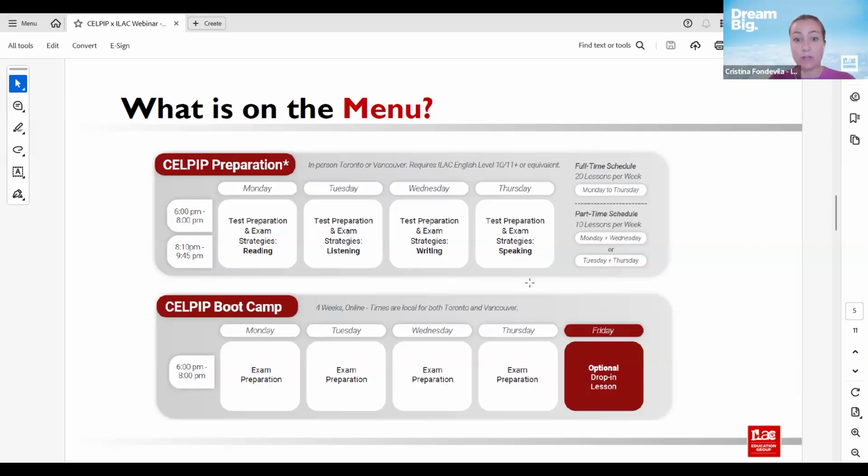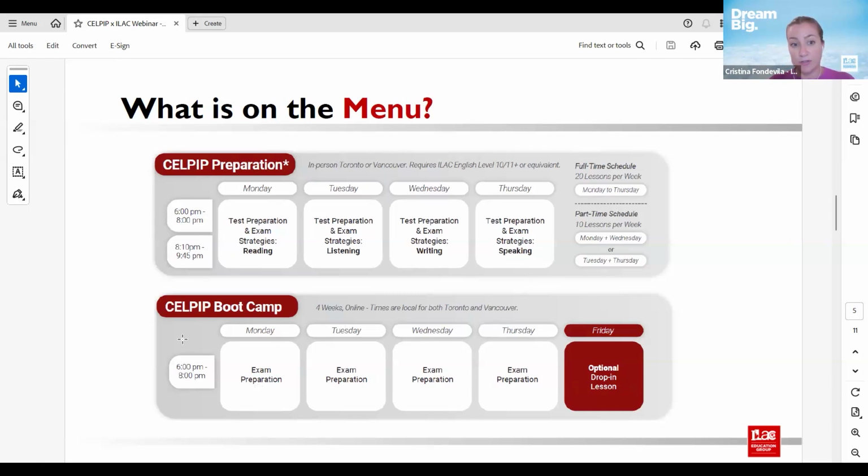If you prefer to do online, we also offer what we call the CELPIP Bootcamp. It's a very fast-track course, and within 4 weeks you're ready to take the test. We offer it in 2 different time slots: 6 to 8 p.m. Toronto time, or 6 to 8 p.m. Vancouver time. Classes go Monday through Thursday, and on Fridays we have an optional drop-in.